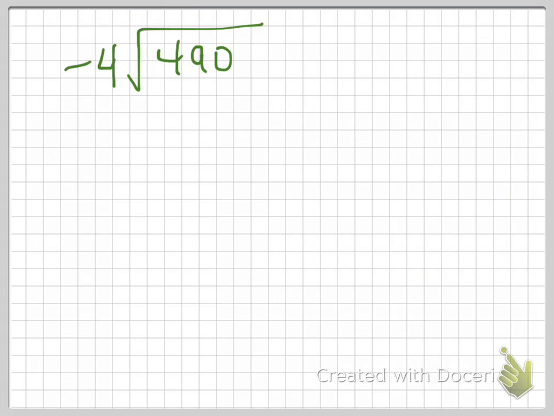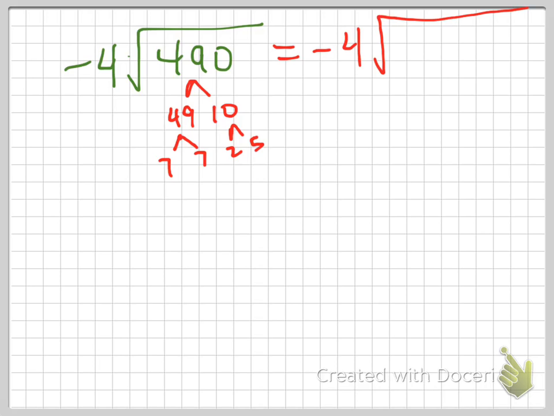Let's look at one last example this time. So we've got -4 square root of 490. So let's break up 490. 490 is going to be 10 and 49. Oh, that wasn't too hard, because I can see right away that 49 is a perfect square. It's 7 times 7. Now 10 is 2 times 5.